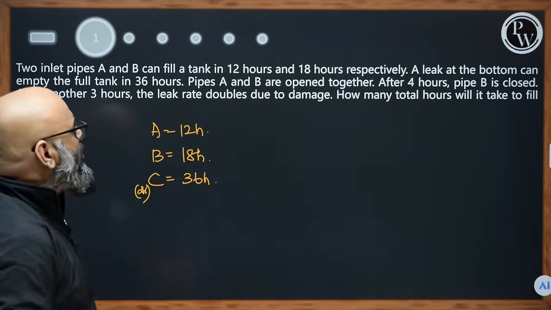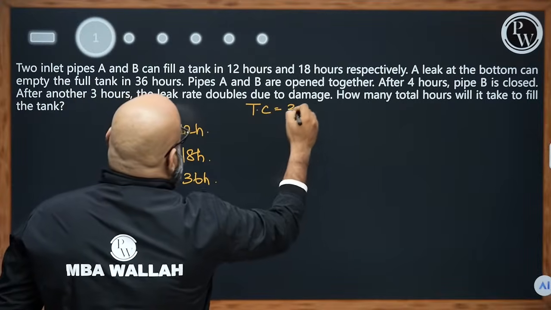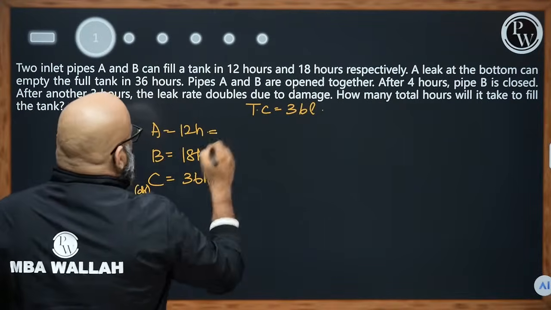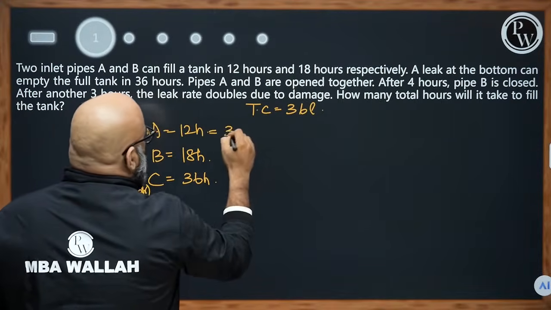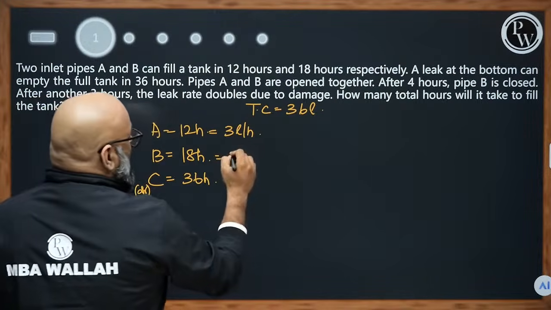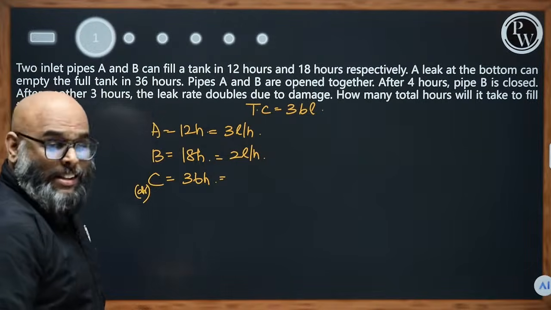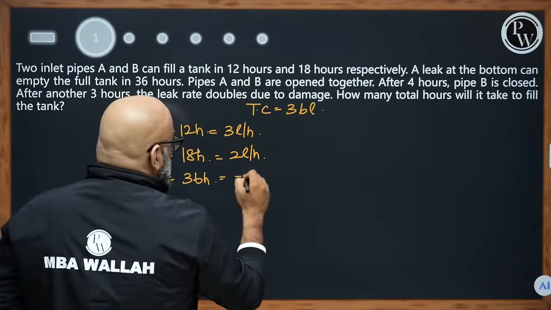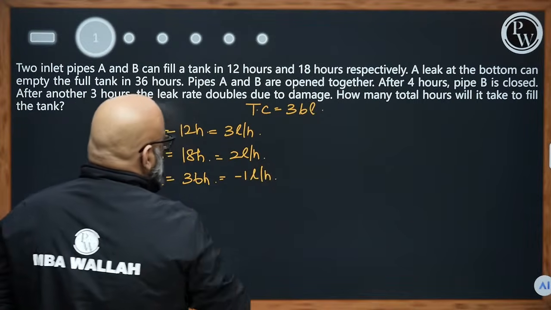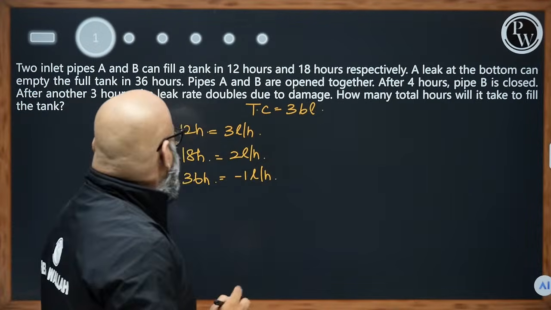Right. So I'm going to go for the total capacity again. Total capacity, take 36 liters. 12 hours, 36 liters, that's 3 liters per hour. 36 liters, 18 hours, 2 liters per hour. 36 liters in 36 hours, negative work, 1 liter per hour. So we have found the efficiencies. We'll stick with it, but then we'll go to the condition.